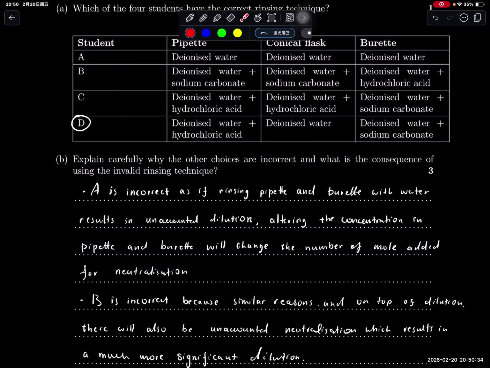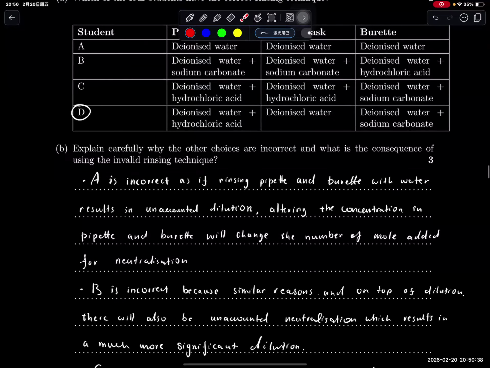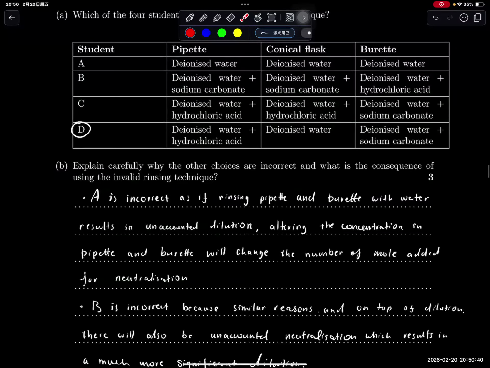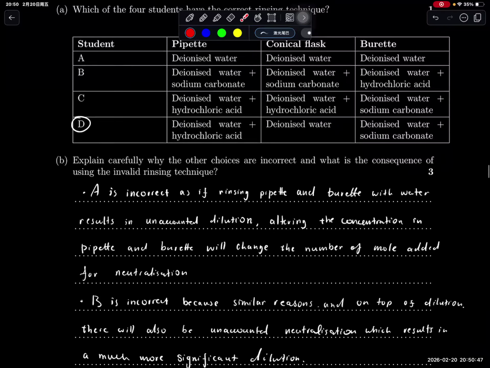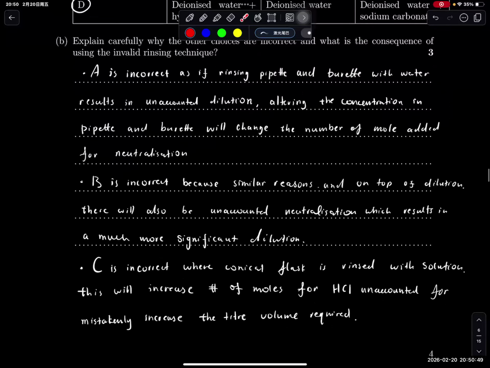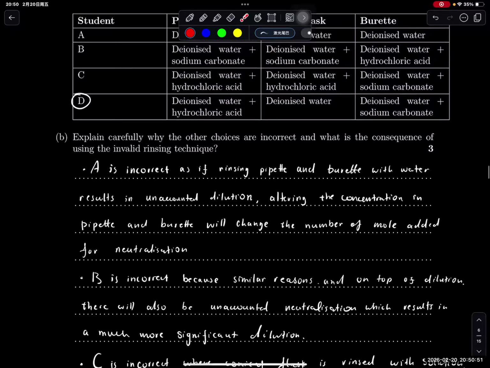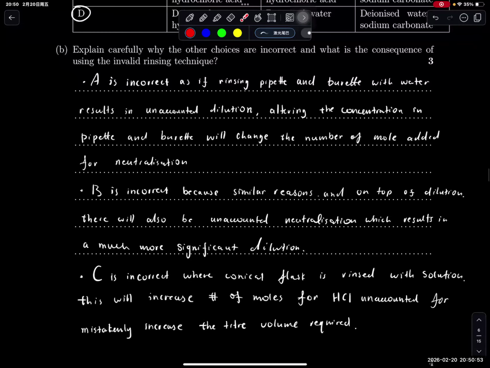It's altering the concentrations in the glassware, so it changes the number of moles. Whether it increases the titre value or decreases the titre value depends on how much you used for the pipette or burette. Okay, selection B is incorrect for similar reasons, right? Because you're diluting the solutions with water.